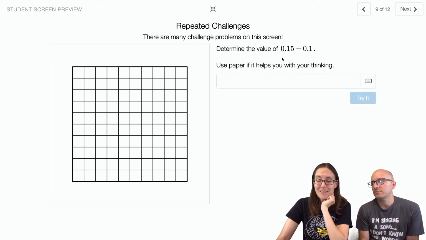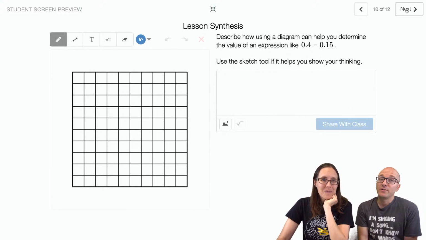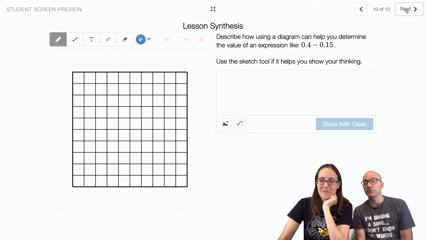But if you feel confident in these, you don't have to keep going. You can just hit next. That's right. We'll never run out of numbers, so that screen will never run out of problems.